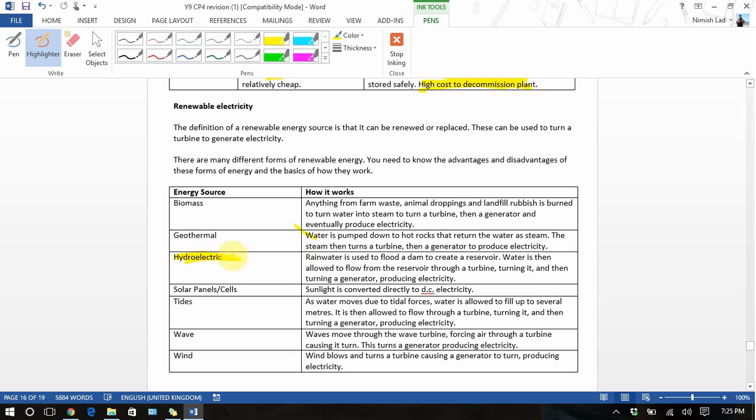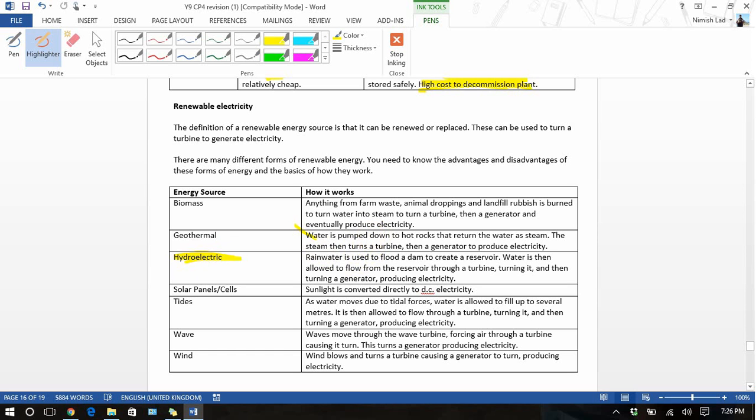Hydroelectric, okay, is when water falls down, rainwater is collected behind a dam, or river water from rivers collected behind a dam, and then that water turns a turbine, turns a generator, and makes electricity. Solar panels, light shines down and directly is made into DC electricity.